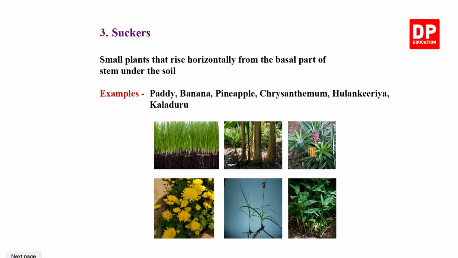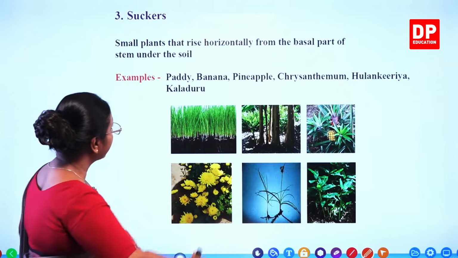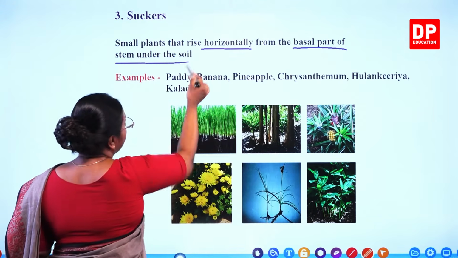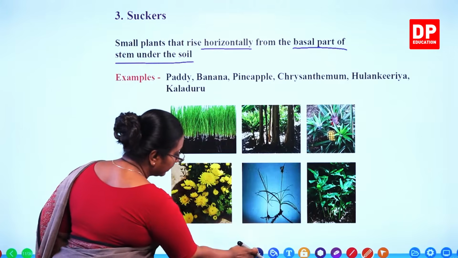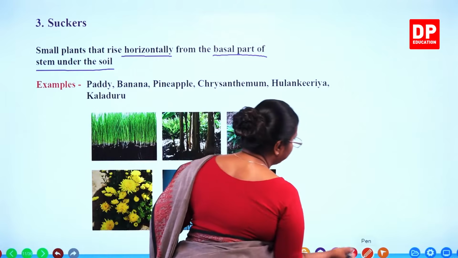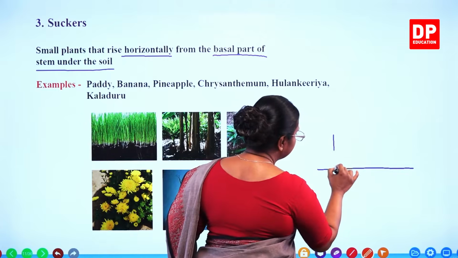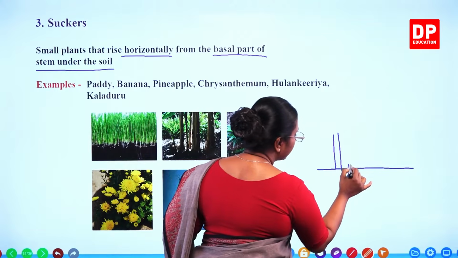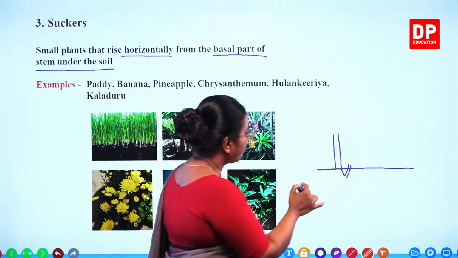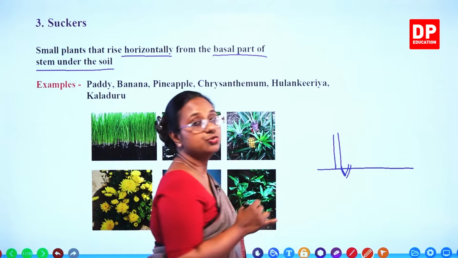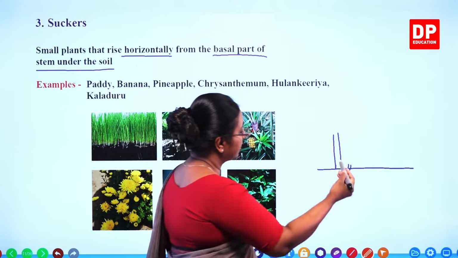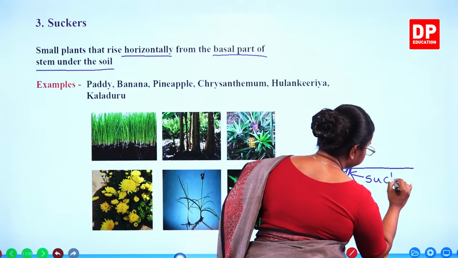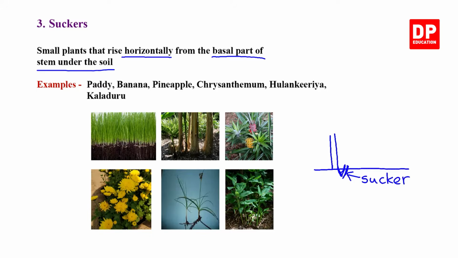Now when we say suckers, these are small plants that rise horizontally from the basal part of the stem under the soil. If you take a banana plant or even a paddy plant, we have the soil here and the plant is there. From here, another horizontal part comes out from this stem, and that is known as the sucker. That grows into a new plant.